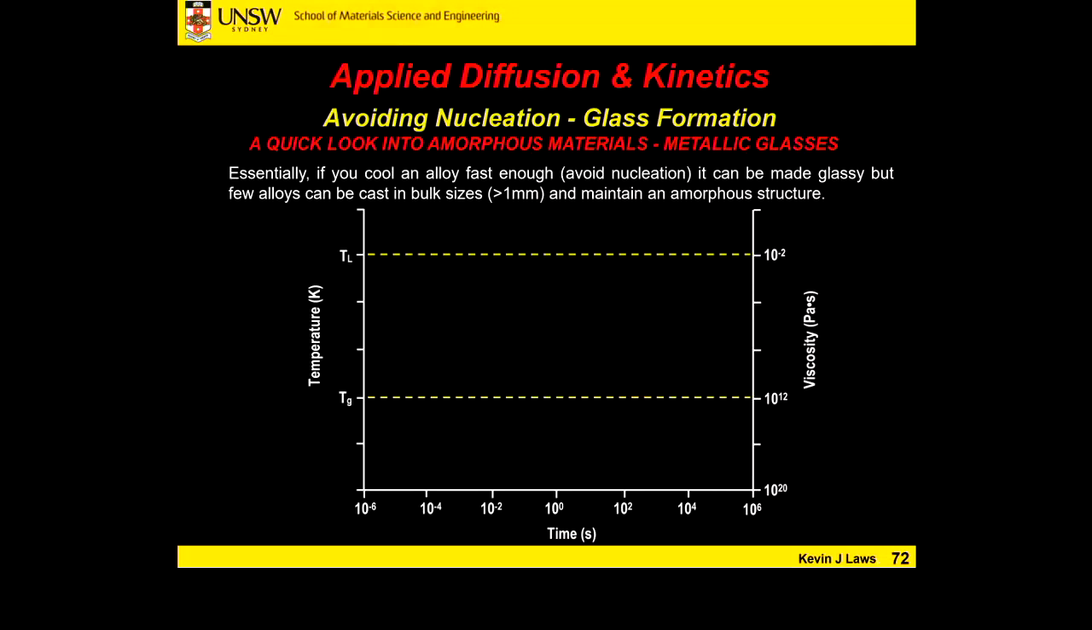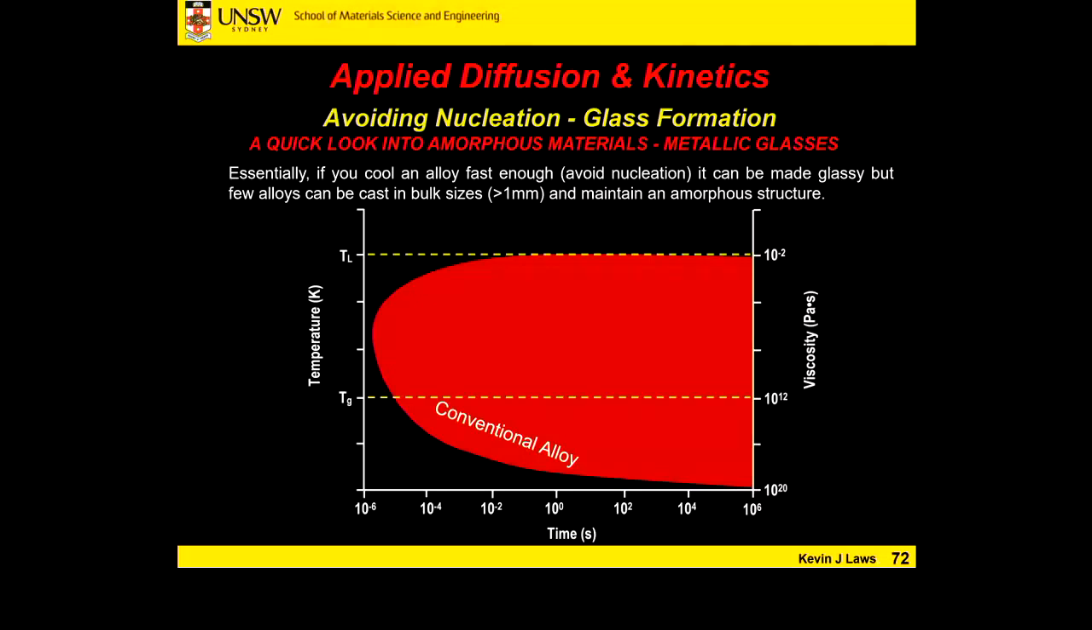Okay, so a quick look into amorphous materials and avoiding nucleation to give us glass formation. So a conventional alloy, something like an aluminium alloy or a magnesium alloy, steel, something like that, the nose of our TTT curve would look something like this. Crystallization occurs in a very, very short time space, within the order of a picosecond or something like this, we start to see nucleation and then growth.